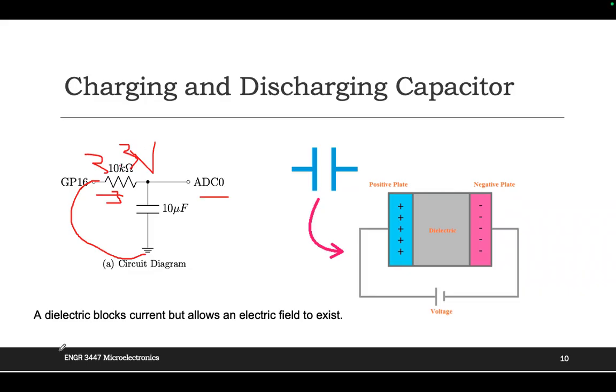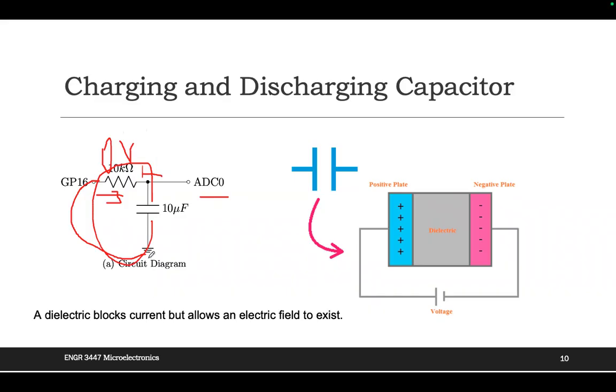And when this point is set to 0 volts, and the circuit is still this one, am I right? Which means this will discharge. So it will go like this, am I right?